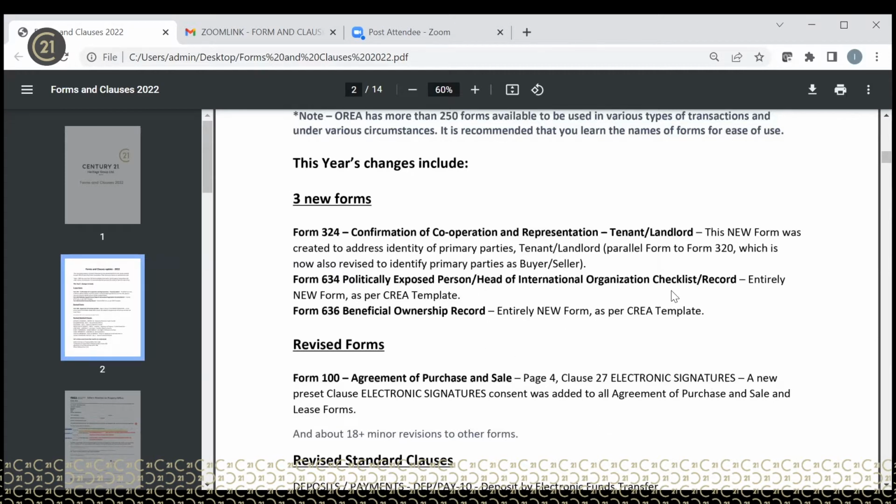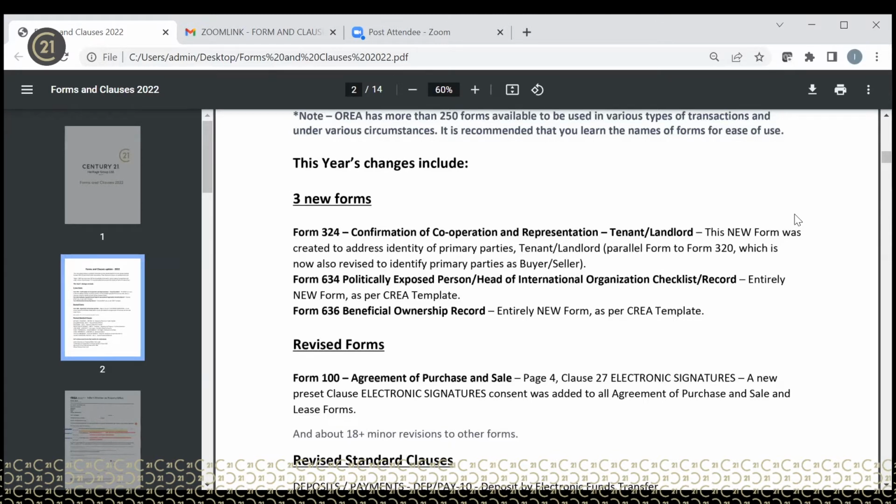There are also 2 new forms that were created, and these are for FinTrack recording purposes. So these are available now. There aren't too many instances where we'll be using the politically exposed person, head of international organization checklist record. However, the beneficial ownership record is one that will probably be used more often now, due to our requirements to do third-party identifications for FinTrack. So those are the 3 new forms.